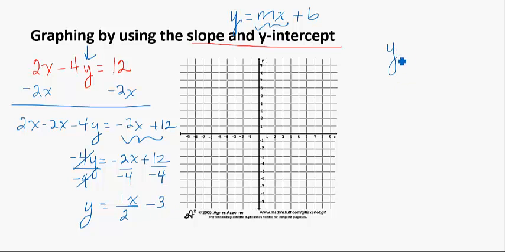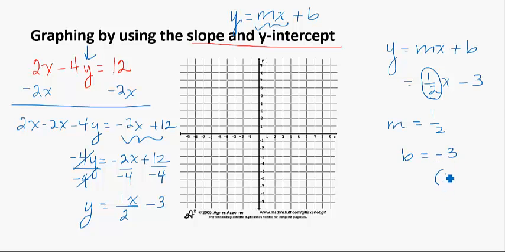All right, so back over here, our slope-intercept form is y = mx + b. Once it's in this form, we know what its slope is. The slope is going to be 1/2 because it's the coefficient of x, or of your variable term, and your y-intercept is -3, which is when x is 0 and y is -3. So the first thing I'm going to do is plot my point (0, -3).